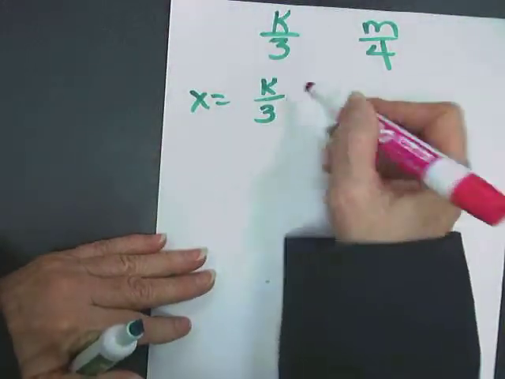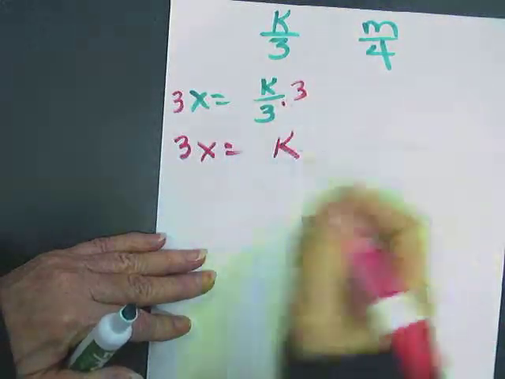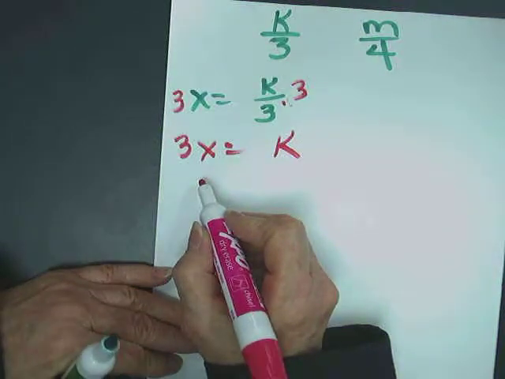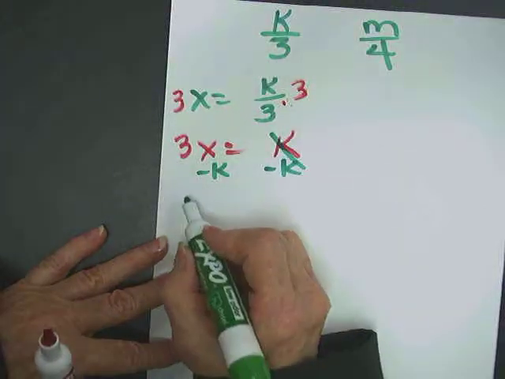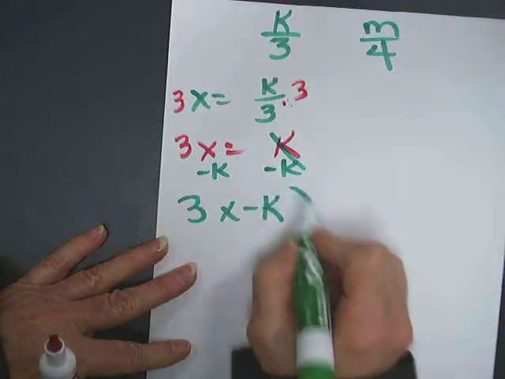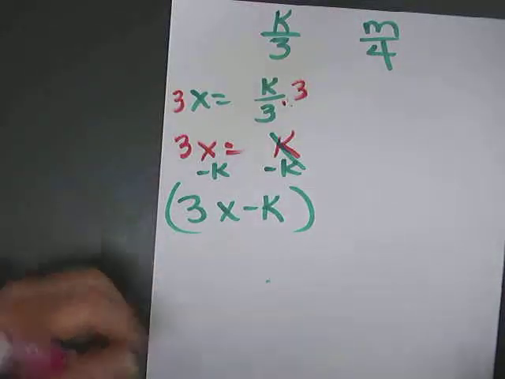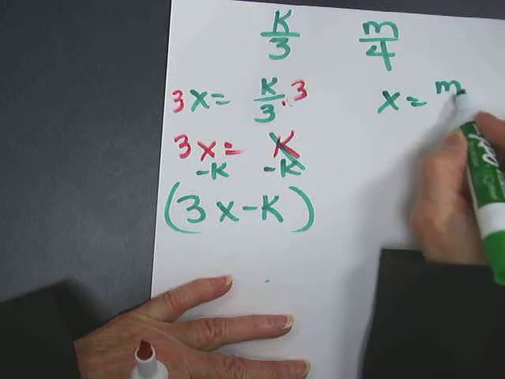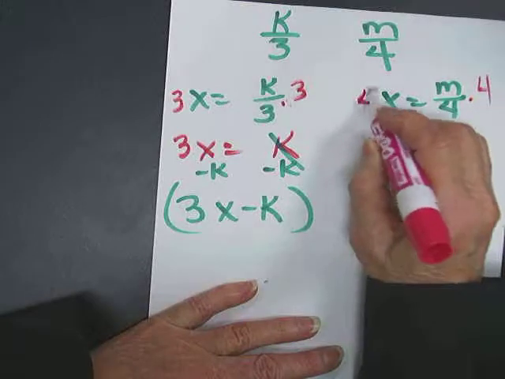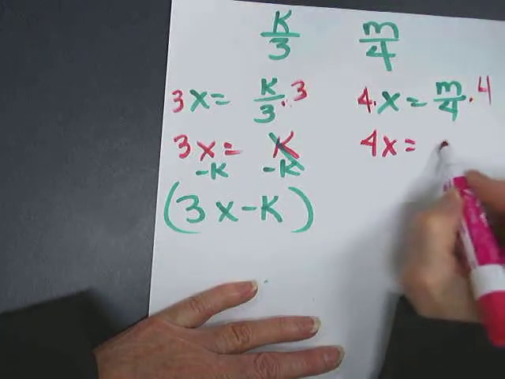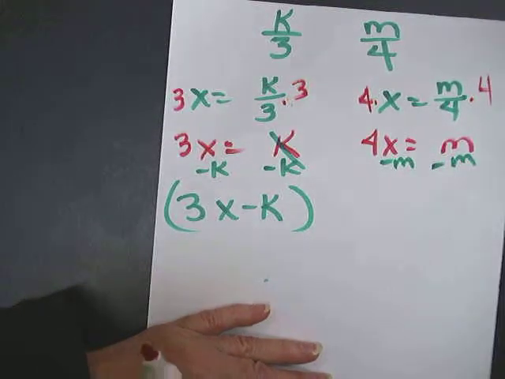Let's do another one with letters. And then we'll do one with square roots. K over 3 and then over 4. This one, I'm going to make sure I have it exactly like the book, so we'll know what the answer should look like. Okay. So x equals k over 3. How do we solve that? Times 3. Times 3. And then what? Minus K.